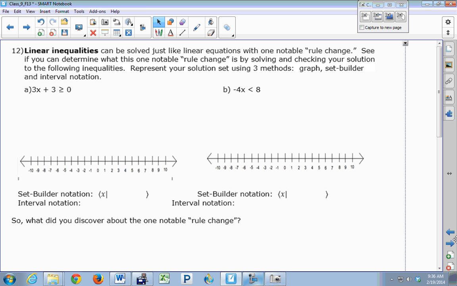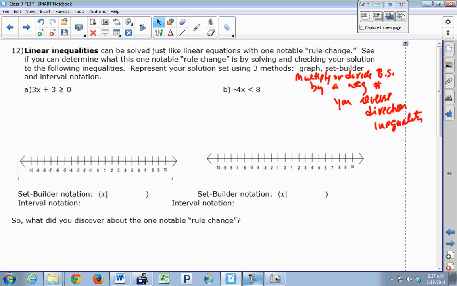And that is anytime you multiply or divide both sides by a negative number, you must reverse the direction of your inequality symbol. That's the only thing you have to remember.